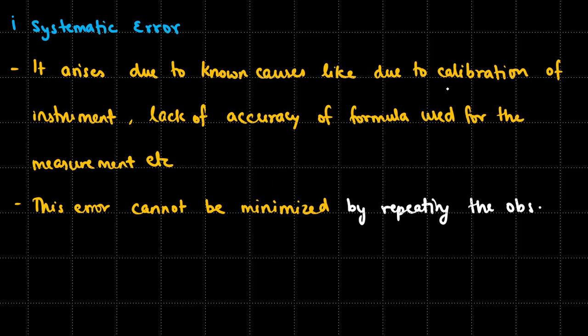You can minimize the error by calibrating the instrument and using a much more accurate formula for the measurement, but it can't be minimized by repeating the measurement. Suppose I did 100 experiments, there will still be this error and it will not decrease. But if I calibrate my instrument and use a better, more accurate formula, then I will see that the error will be minimized.